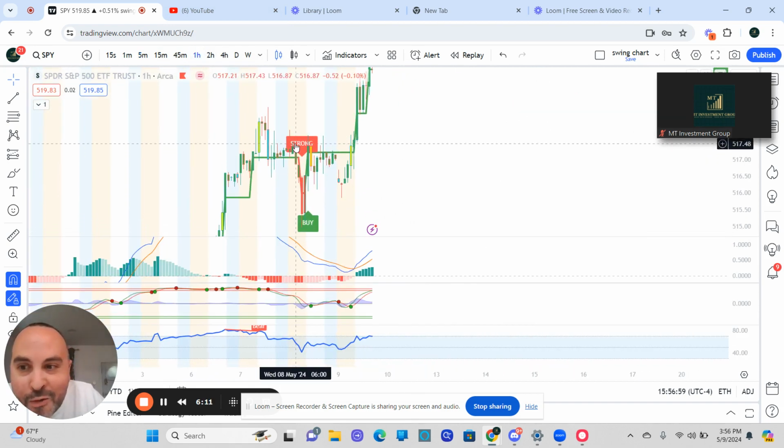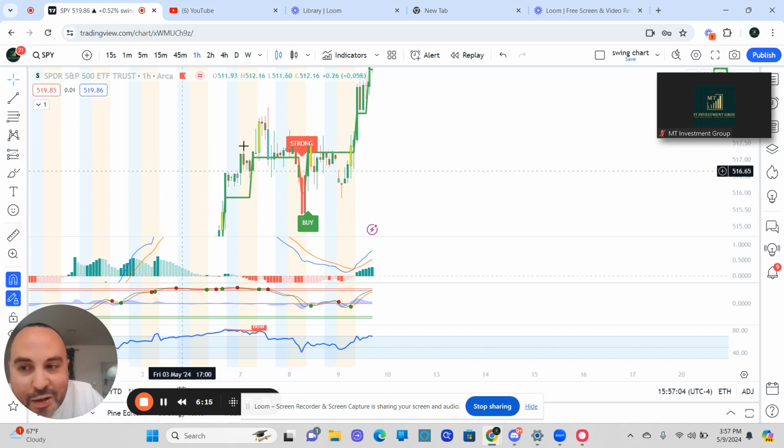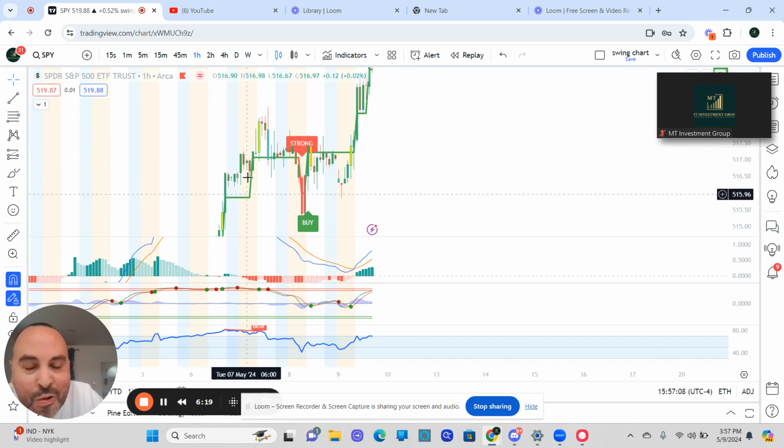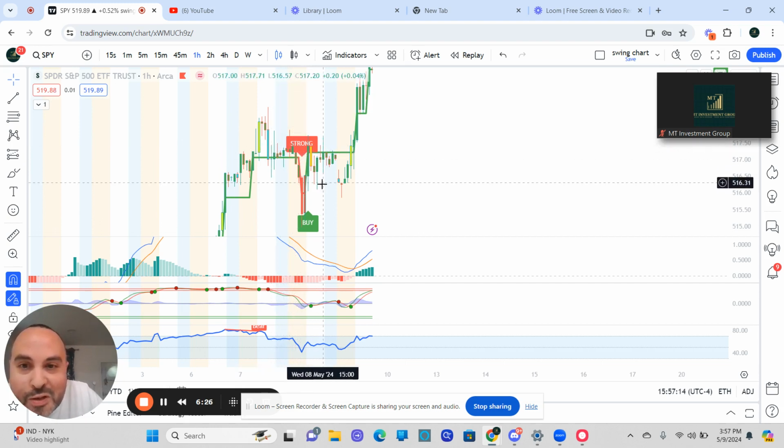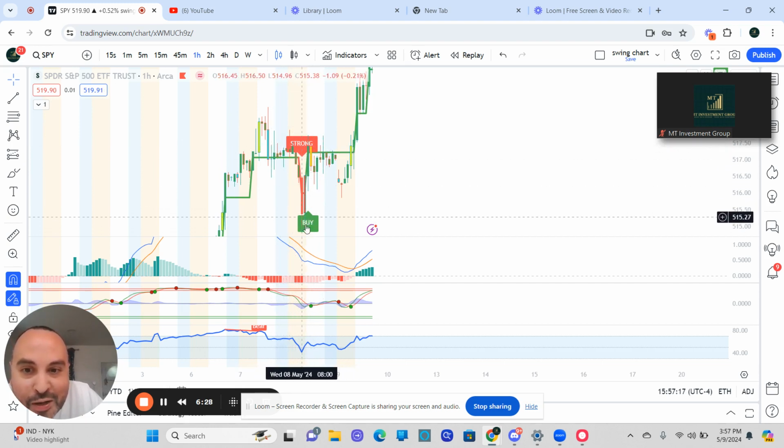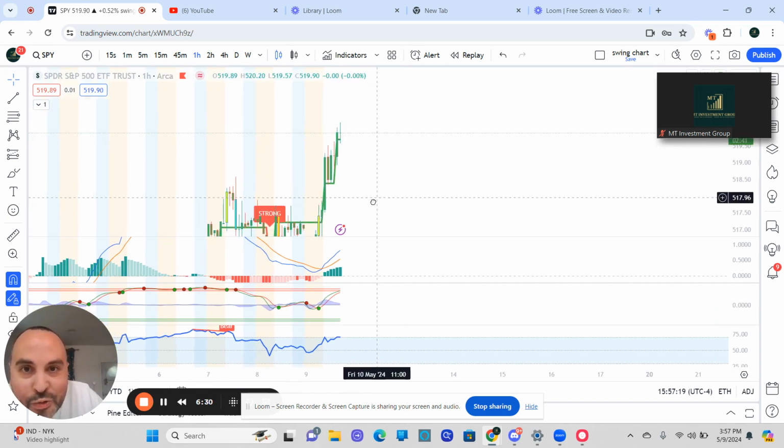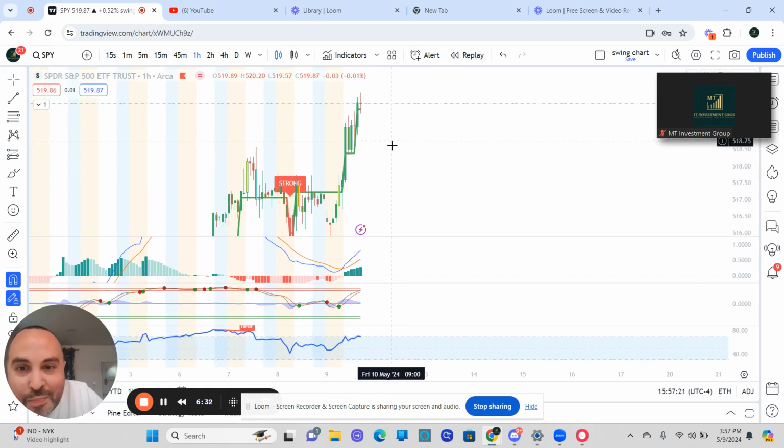So again, we got our false signal yesterday. This was our first false signal. The last 8 or 9, maybe even 10 signals in a row were correct, and this one right here was a false signal. We then got the buy signal here, and you can see we ended up trending back upwards.